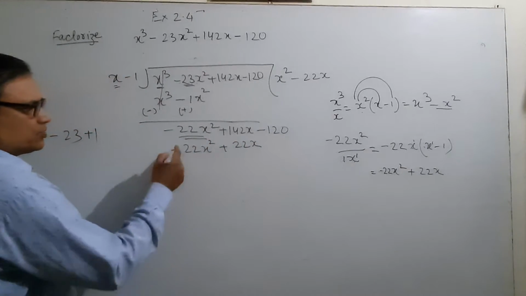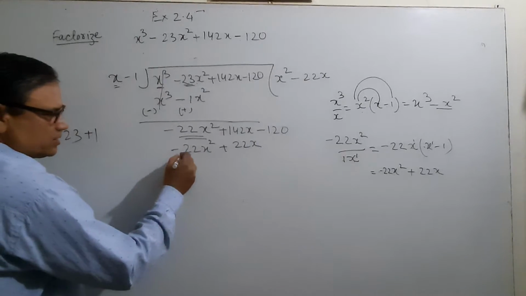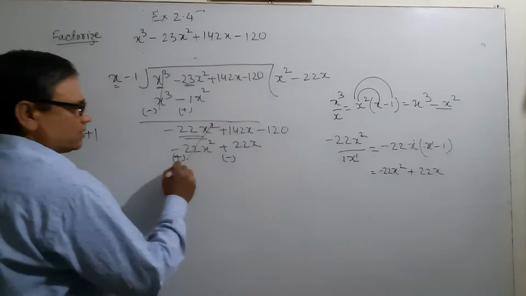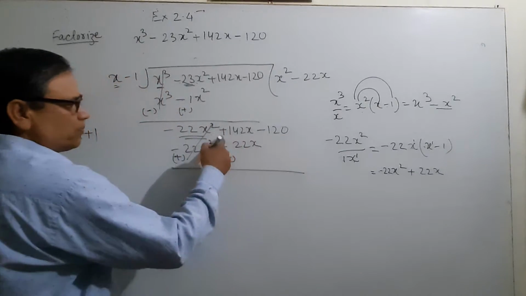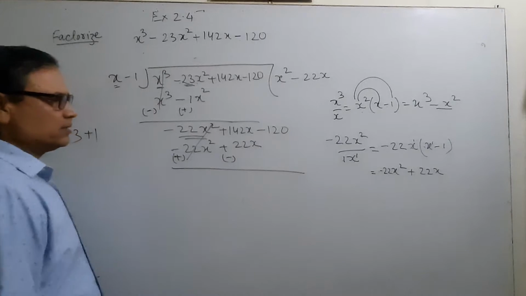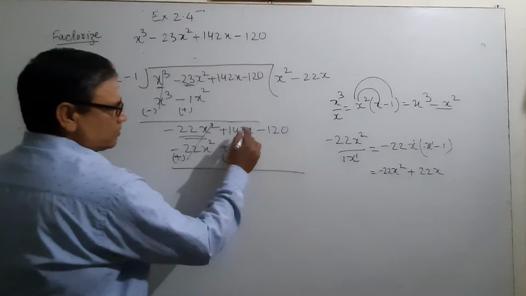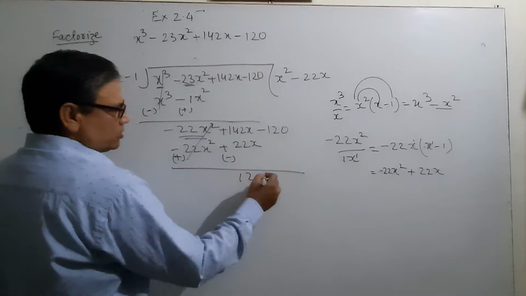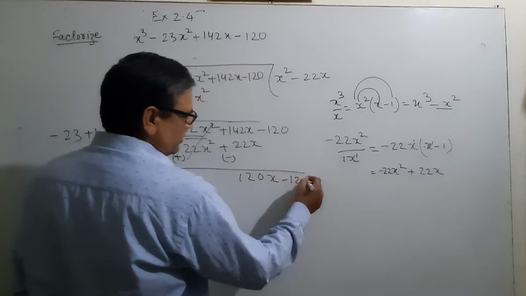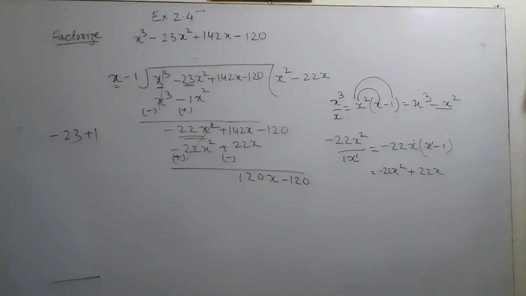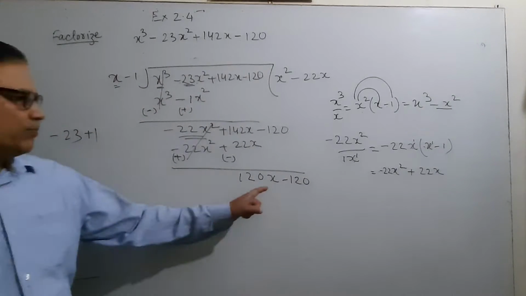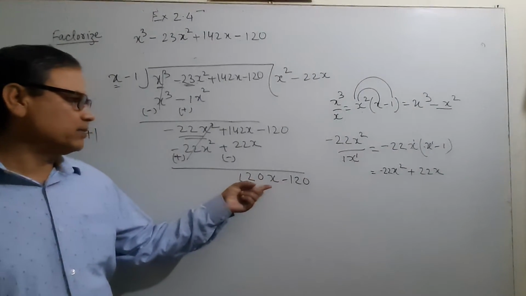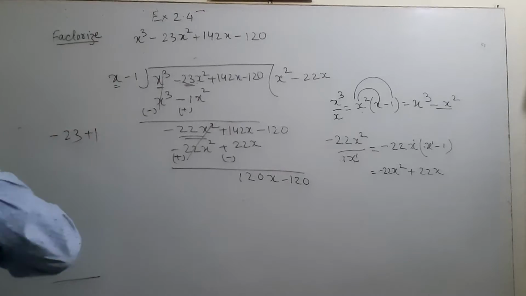And now again sign change: here is minus, this will be plus; here is plus, it will be minus. Both will cut. And now 142 minus 22 is 120, so this will be 120x minus 120. And now again here is degree 1, here is degree 1.